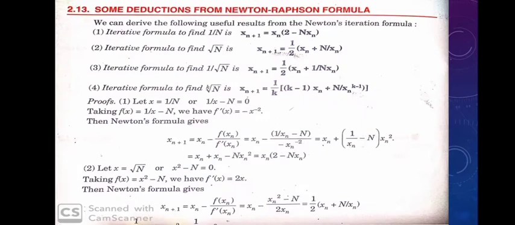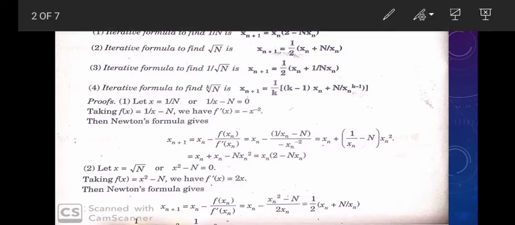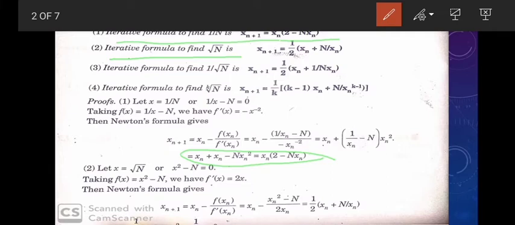So here is the formula. The topic is some deductions from the Newton-Raphson formula. First, the iterative formula to find 1 by N is x(n+1) = xn(2 - N xn). It is not visible here, so we can see it from here also. This is the same: xn(2 - N xn). Similarly, the iterative formula to find root N is x(n+1) = 1 by 2, in brackets, xn + N by xn.